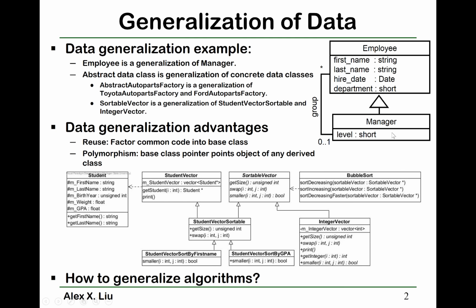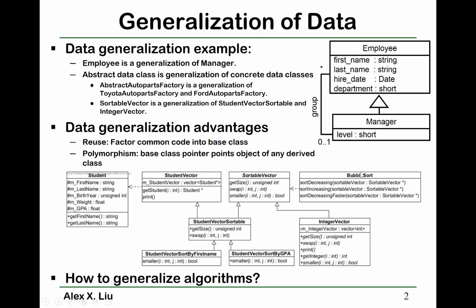For example, this manager class also has this first name, last name, hire date, and department, but we can put all these common things in the base class. And the second advantage that generalization gives us is polymorphism. Basically, the base class pointer can point to objects of any derived class.